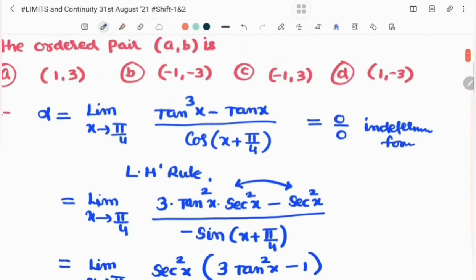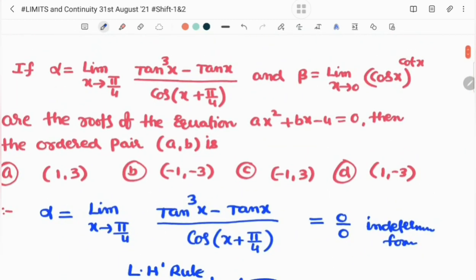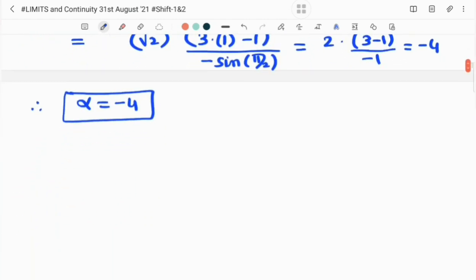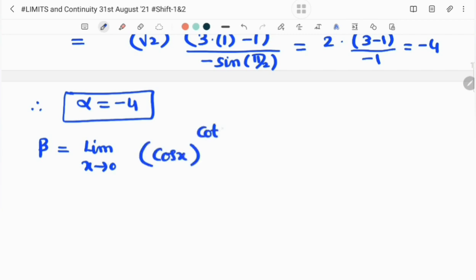Similarly, we can calculate the value of beta. Beta is equal to limit x tends to 0 of cos x whole power cot x. How to evaluate these types of limits? So I am writing the beta value. Consider beta, which is equal to limit x tends to 0 of cos x whole power cot x. If we substitute x equal to 0, cos 0 is 1 and cot 0 is infinity.